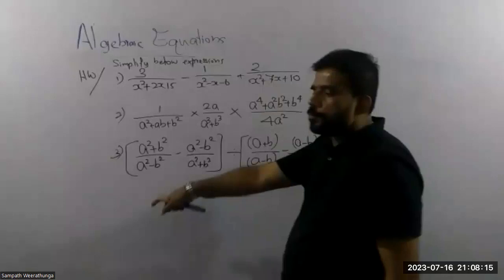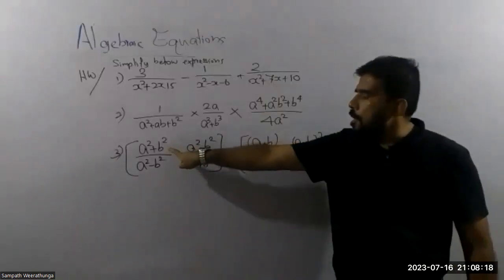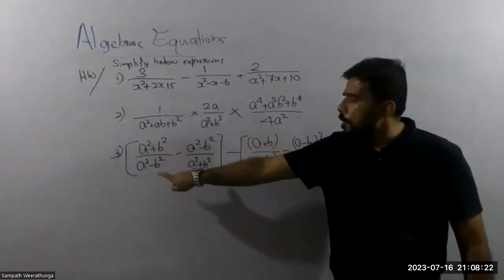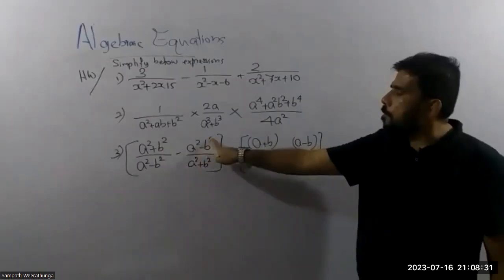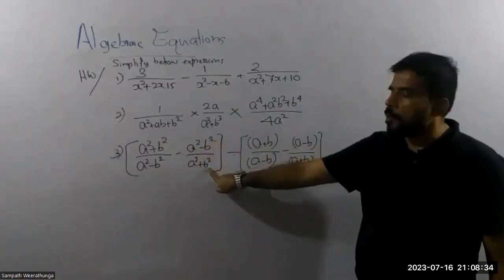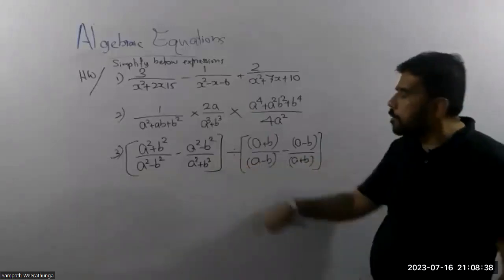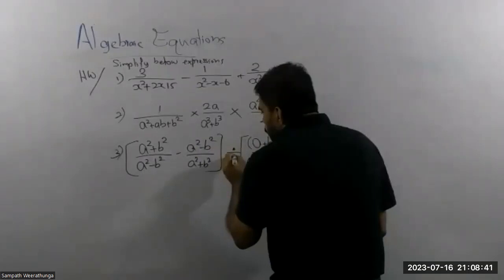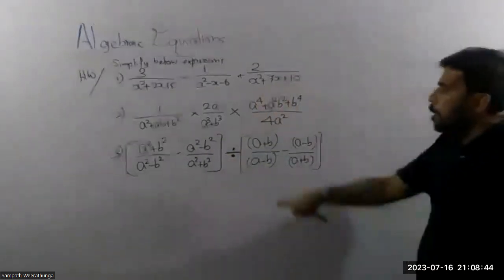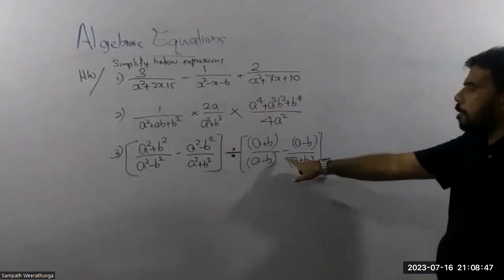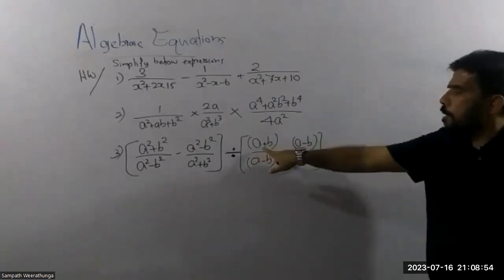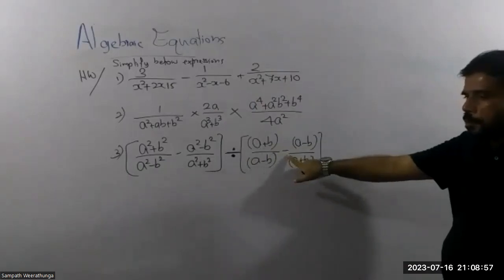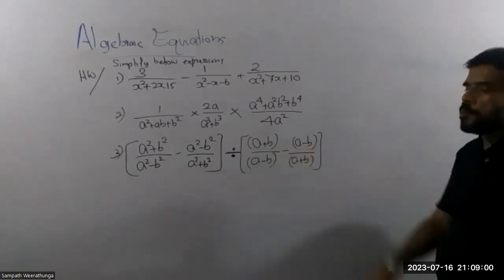Next one: (a squared plus b squared over a squared minus b squared) minus (a squared minus b squared over a squared plus b squared), divided by (a plus b over a minus b) minus (a minus b over a plus b), divided by (a plus b over a minus b) minus (a minus b over a plus b).